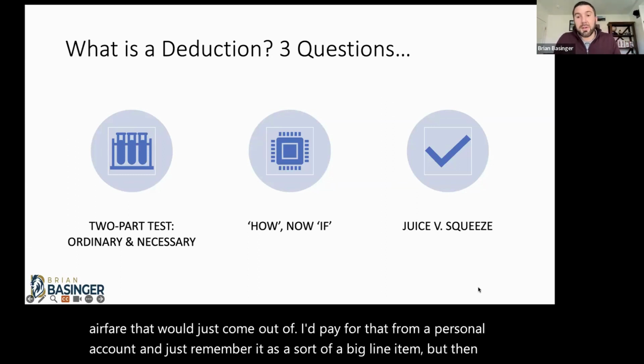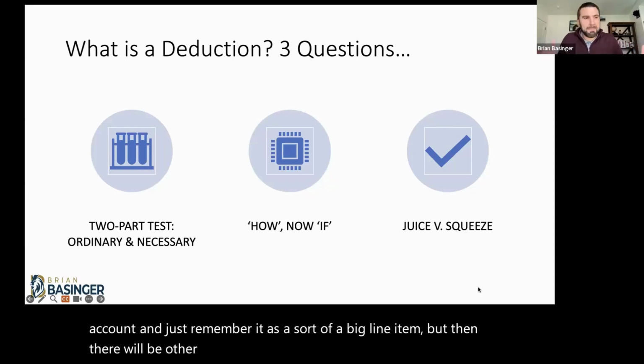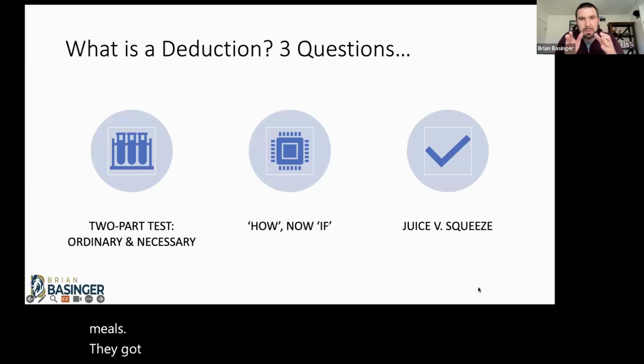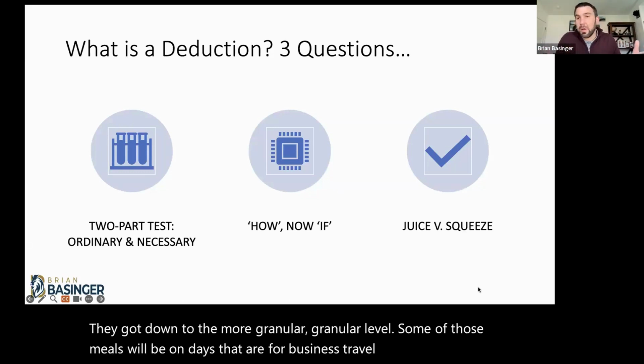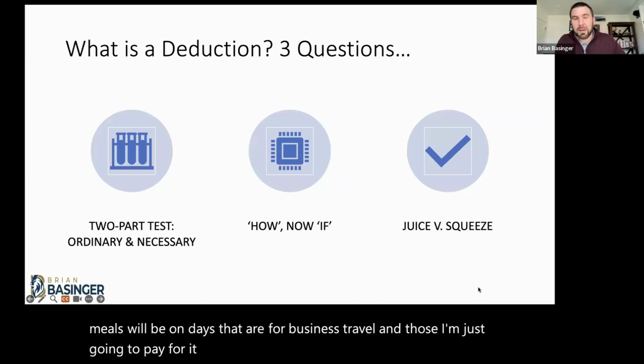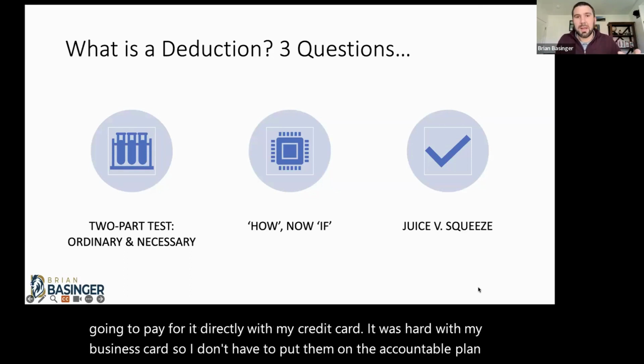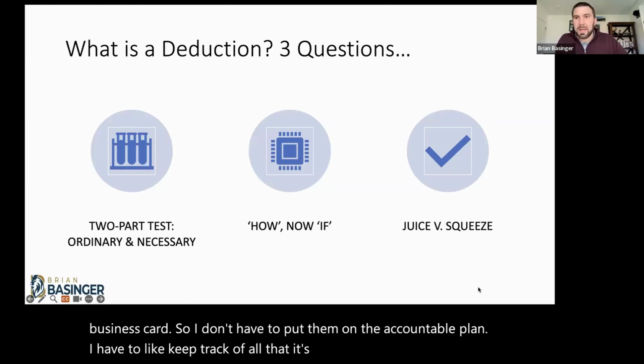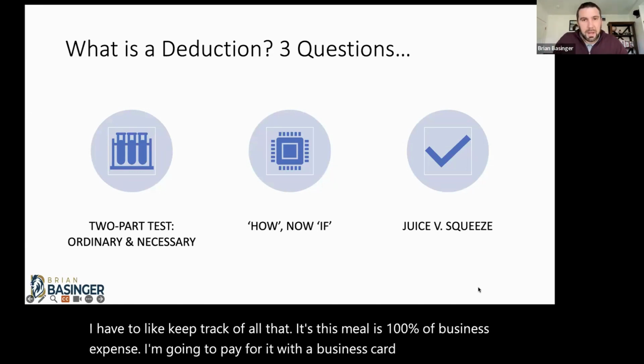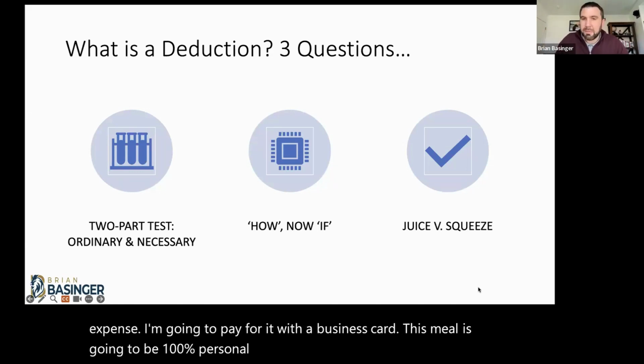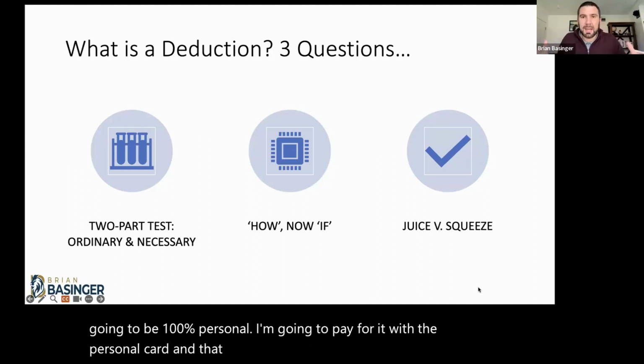But then in this example of this vacation, at a more granular level, some of those meals will be on days that are for business travel. And those I'm just going to pay for directly with my business card, so I don't have to put them on the accountable plan. I don't have to keep track of all that. This meal is 100% a business expense, I'm going to pay for it with a business card. This meal is going to be 100% personal, I'm going to pay for it with a personal card. And that way it's only the big items that you're trying to divide up like that.